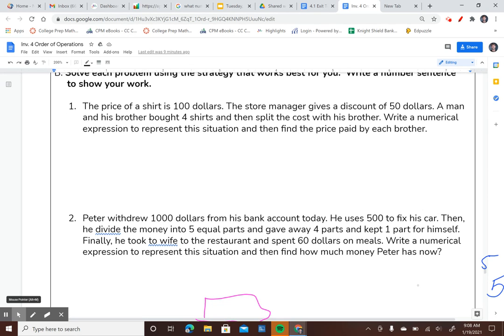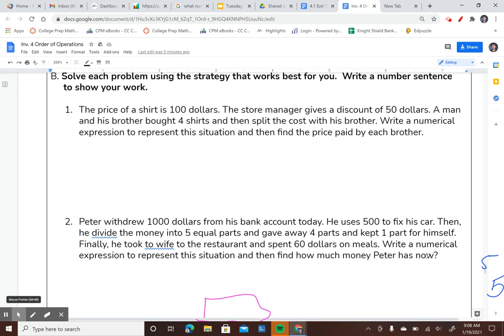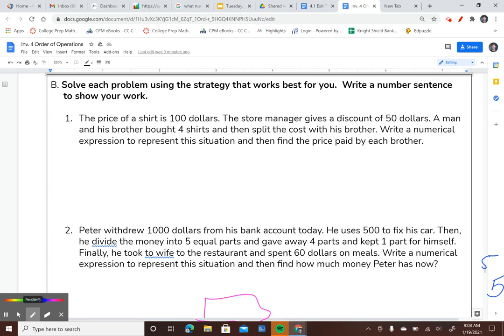All right, these can be kind of tough here as well. So let's take a look at problem B. It says the price of a shirt is $100. The store manager gives a discount of $50. So think about how we'd write discount of 50. We'd be taking value off of the price. A man and his brother bought 4 shirts and then split the cost with his brother.